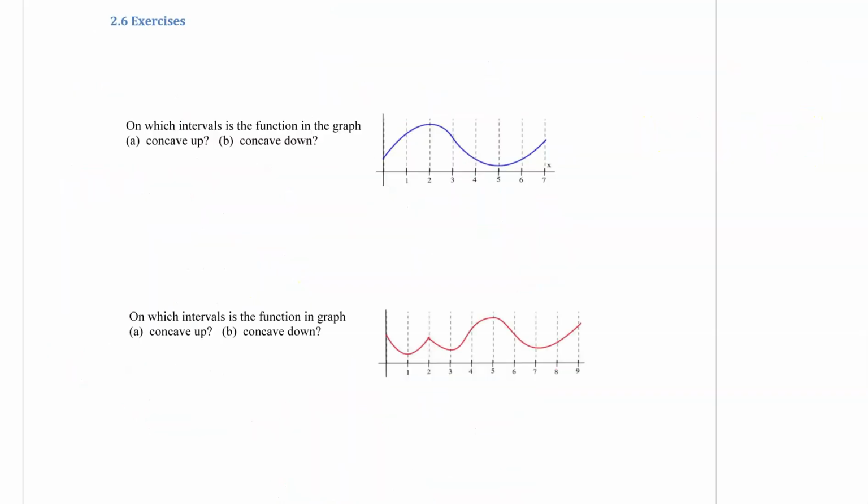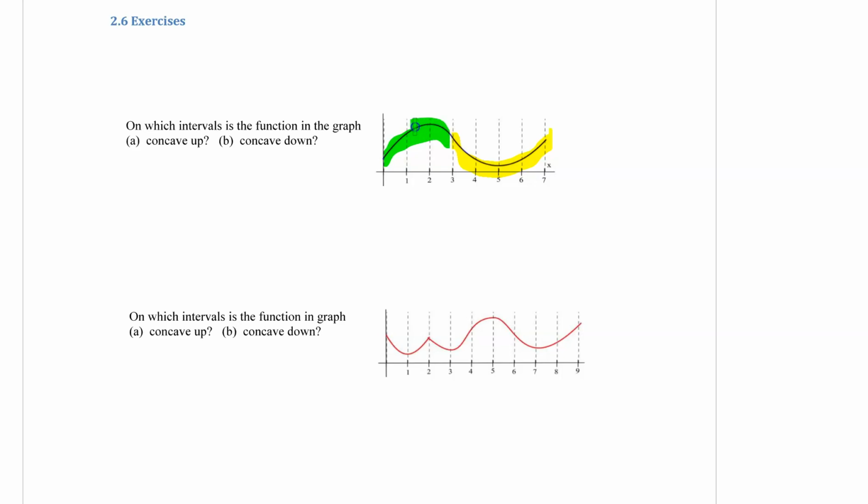Now let's look at some examples of everything we've talked about in 2.6. It says, on which intervals is the function of the graph concave up or concave down? And so I'm going to use my highlighter here so we can see where it's concave up is from here to here. Where is it concave down?